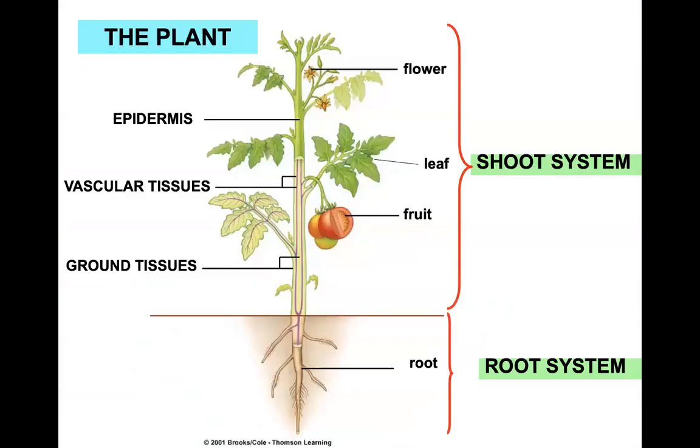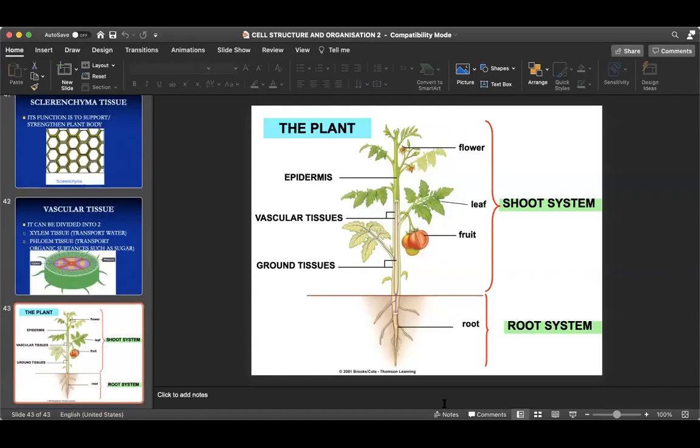There are two systems in the plant, shoot and root. Here you can see. The shoot system consists of flower, leaf, fruit, and so on. But the root system is only the root. Okay, guys. So that's all for chapter 2. Now we are going to move to the next one.